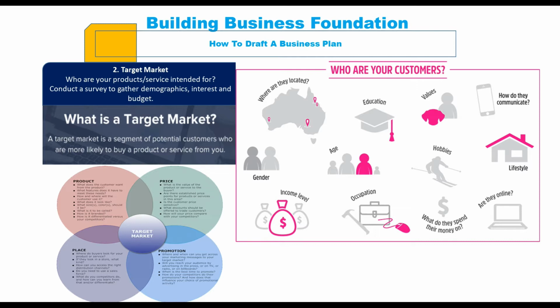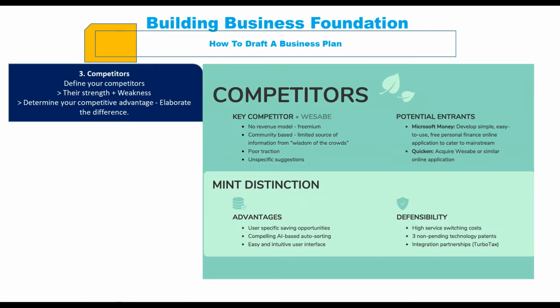And on the left side, which you see here, under target market, we have a list of product, price, promotion, and place. So basically, you have to understand who your target market is, and you can focus on them and have your product ready based on your research, who are going to be your buyers or your customers, right? And number three is competitors.